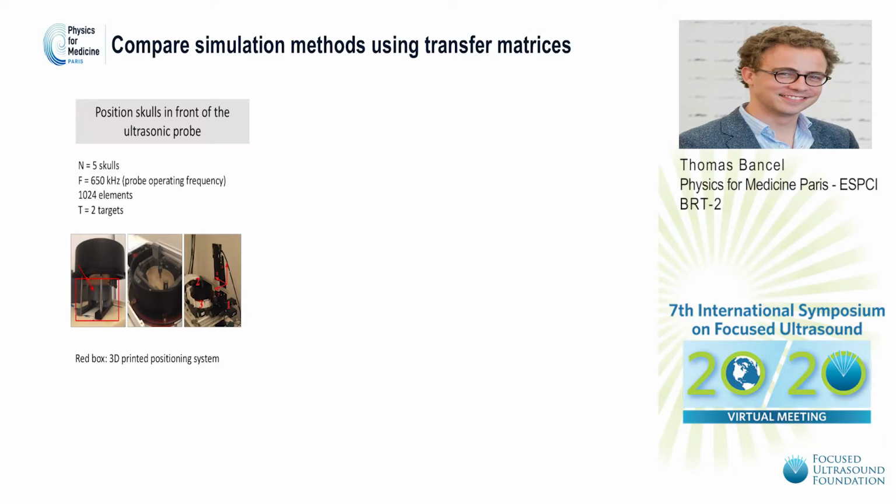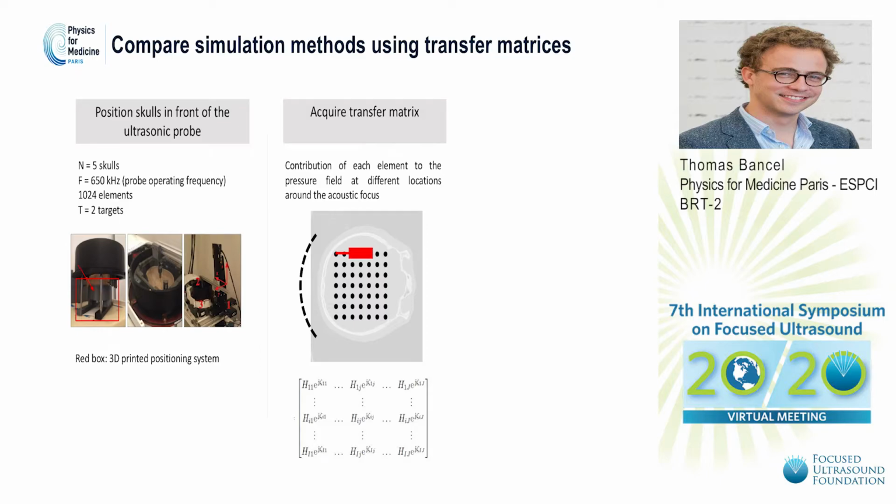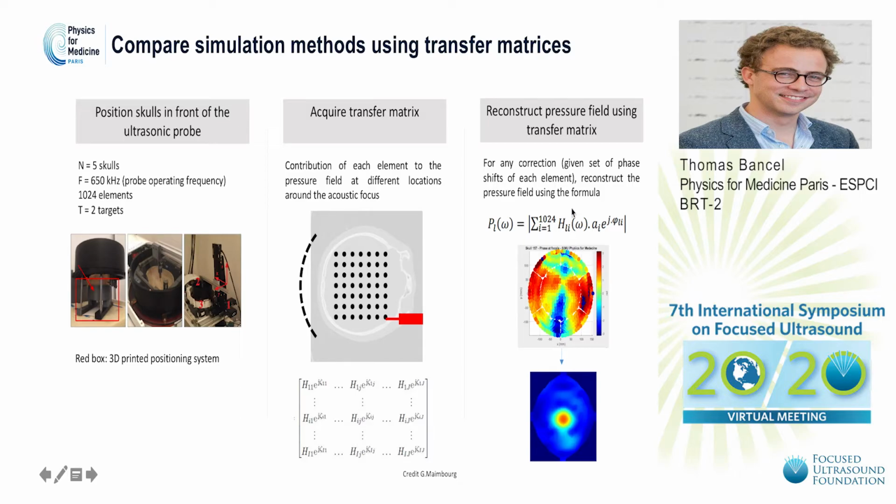So this is the experimental part of the job. To acquire transfer matrices, you basically put the skulls you were running the simulations on in front of the probe, and you scan a volume around the focus with a hydrophone. When you are at a specific point in the volume that you scan, you make elements sonicate one after another, and for each element, you measure the contribution to the pressure field in terms of amplitude and phase. You move to the next point and you redo the same, and you end up with a big transfer matrix that you can use to, for any set of phase shifts, reconstruct the pressure field that you would obtain.